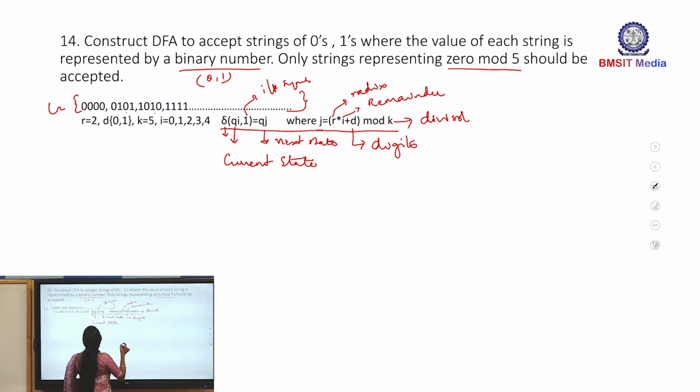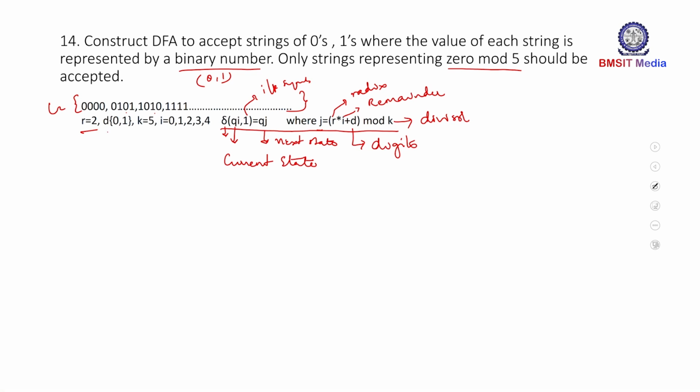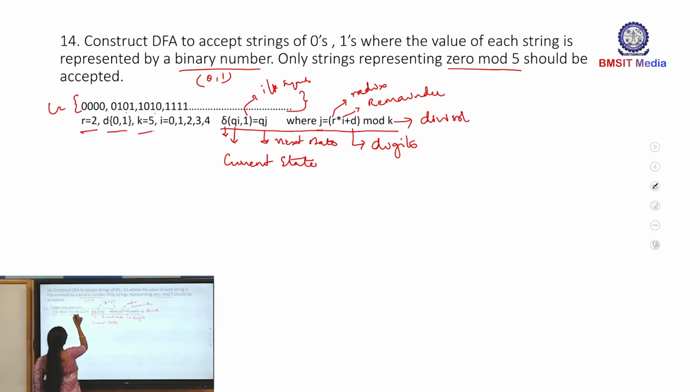So the divisor here. Coming to this, because we are making use of a binary number, the radix is equal to 2, and the symbols that I am going to use are 0 and 1, because a binary number is mentioned. And the divisor, you know that it is mod 5, so the divisor that I am taking is 5. Now we can see what the possible remainders are.